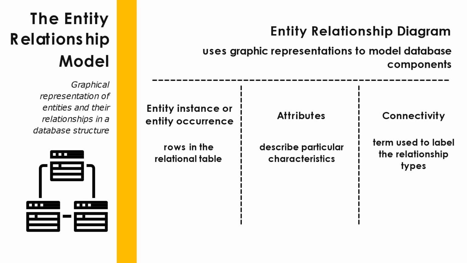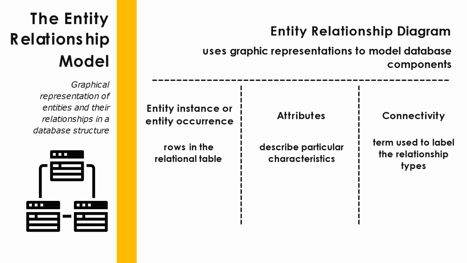Next is the entity relationship model, which is a graphical representation of entities and their relationships in a database structure. We will have a more thorough discussion of this in our laboratory. It uses graphical representations to model the database components. In an entity relationship diagram, we have the entity instance or entity occurrence, attributes, and connectivity.